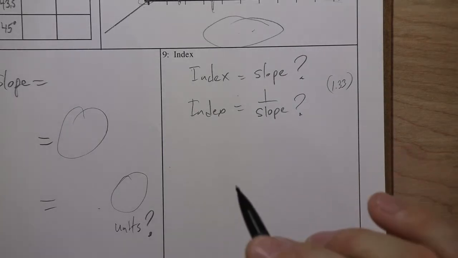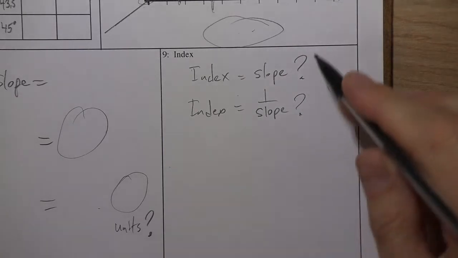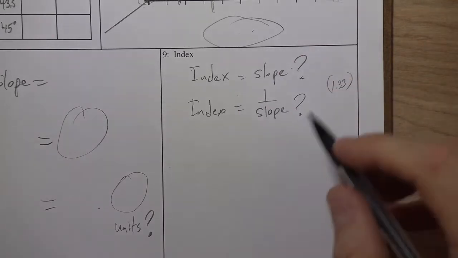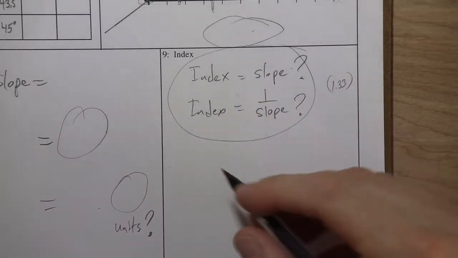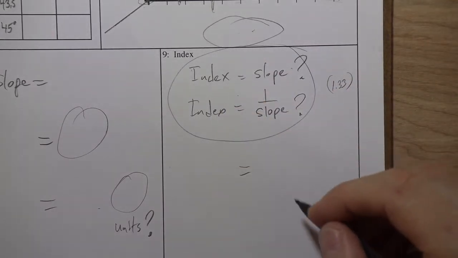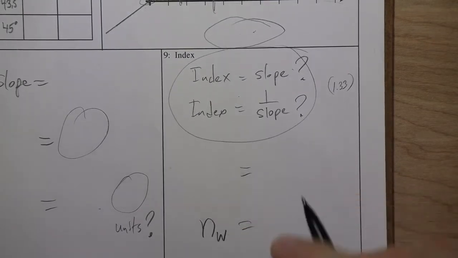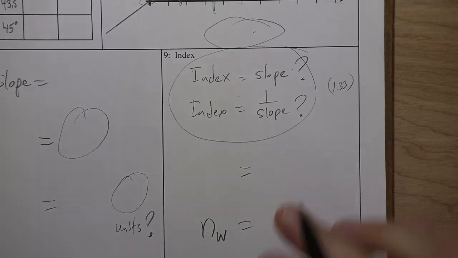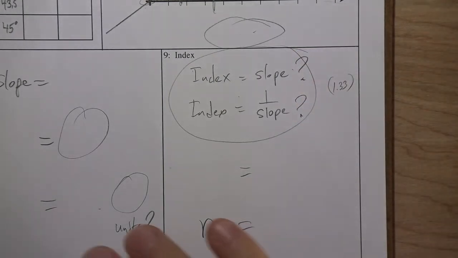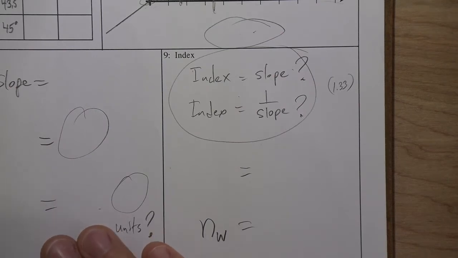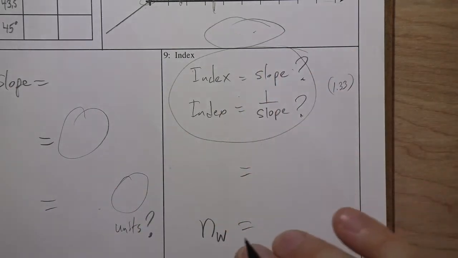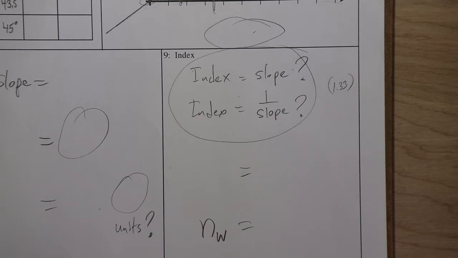But when you figure out which of these it is, make sure you write a formula, one of these, then a substitution, and then an answer for the index. I'll put W for water. So go ahead and figure out which of these formulas is appropriate, then use the slope in one of those formulas to calculate the index of water. Go ahead and do that now.